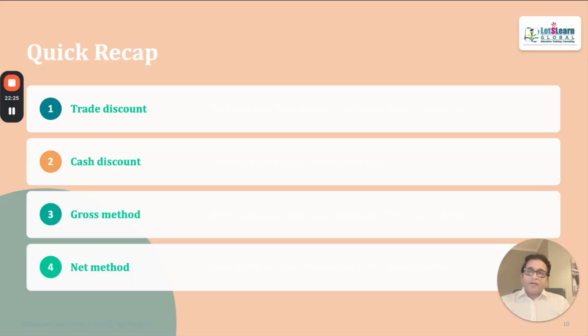A quick recap on what we discussed so far: trade discount, cash discount, gross method, net method. Hope you understand. We'll see you in the next session on the different topics in accounts receivable.